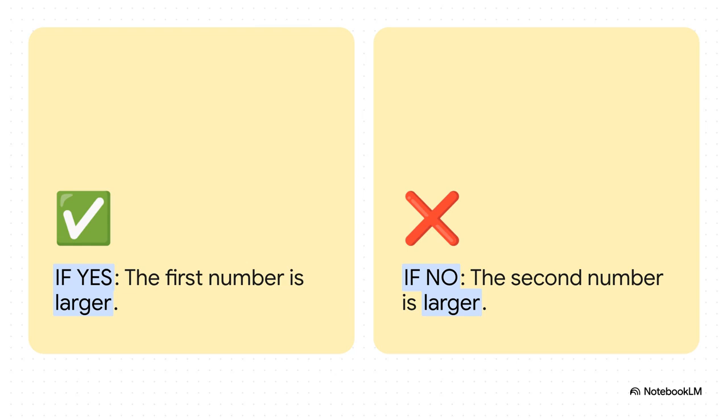So that one question creates a fork in the road. If the answer is yes, the algorithm goes down one path. If the answer is no, it goes down a completely different one. And each path leads to its own very specific outcome.